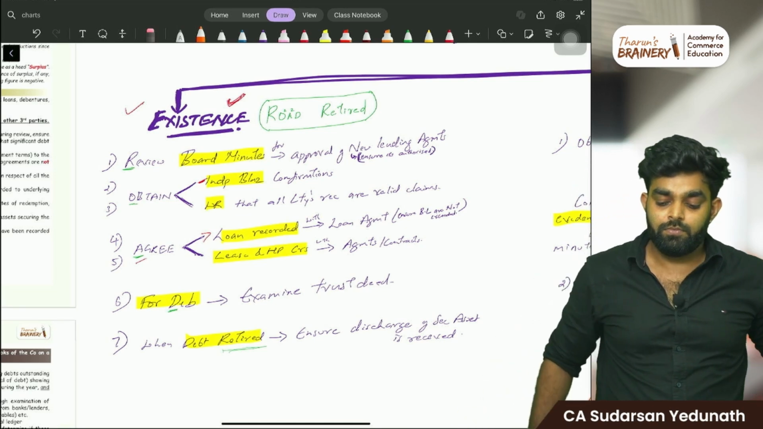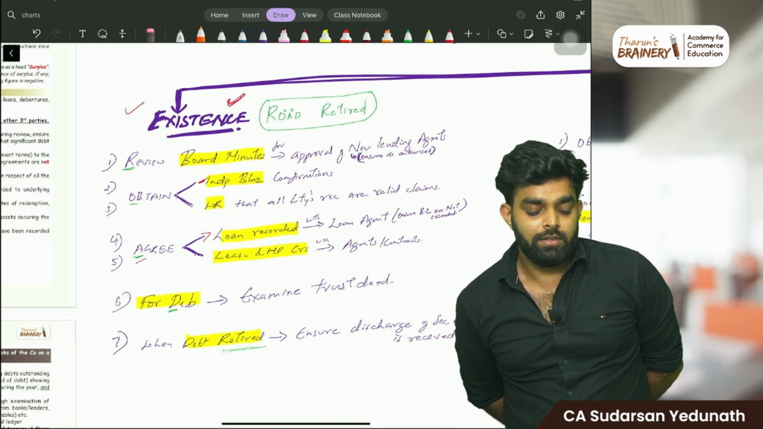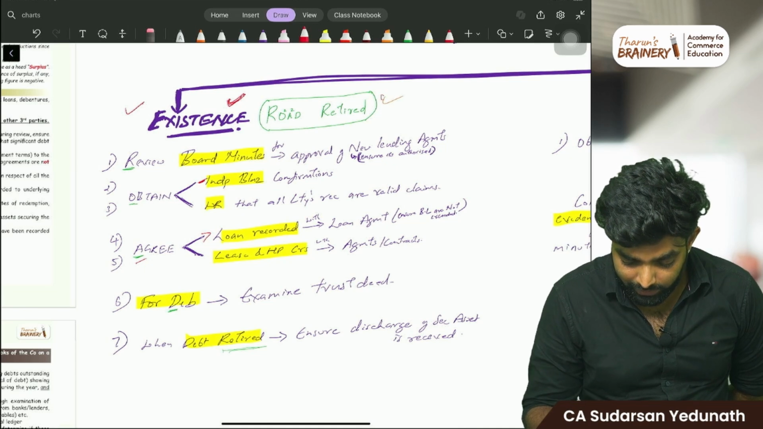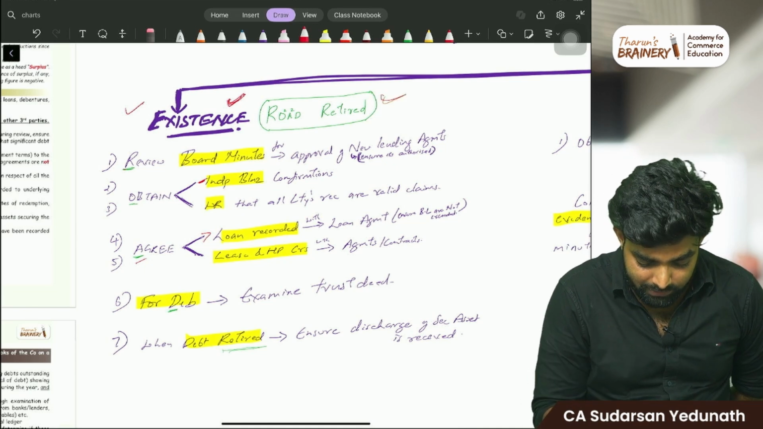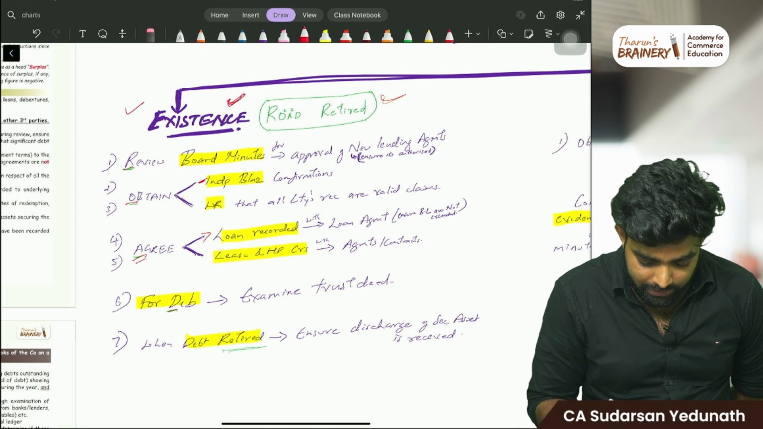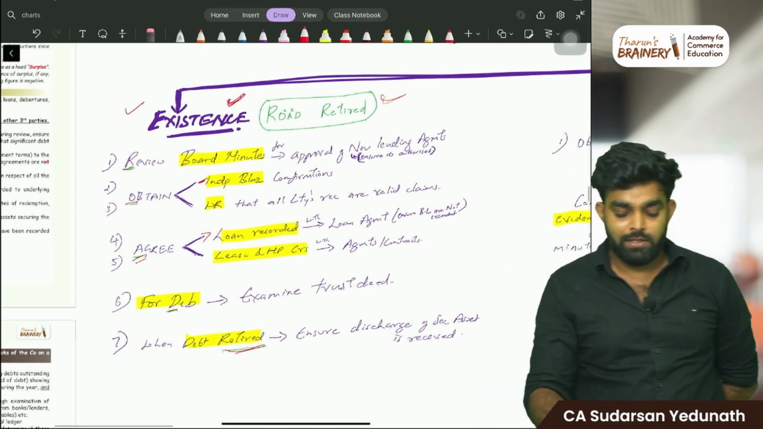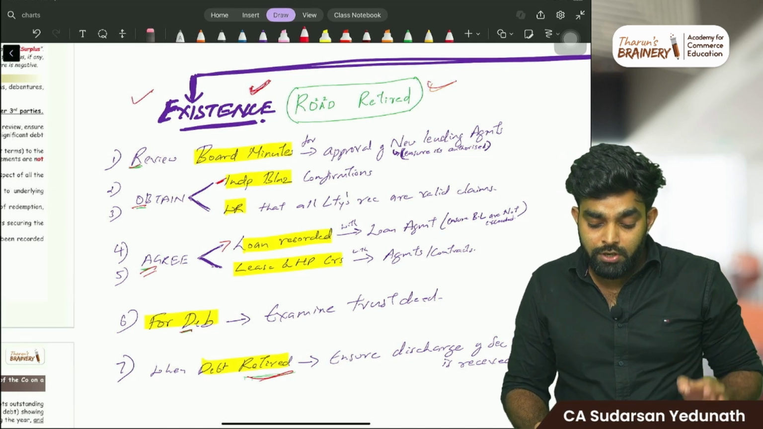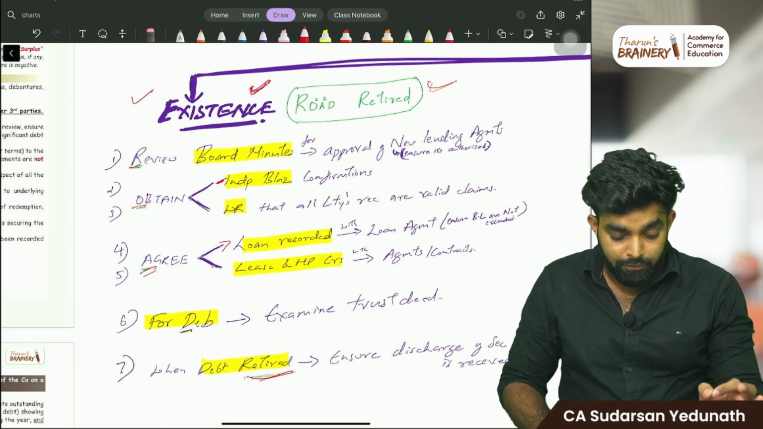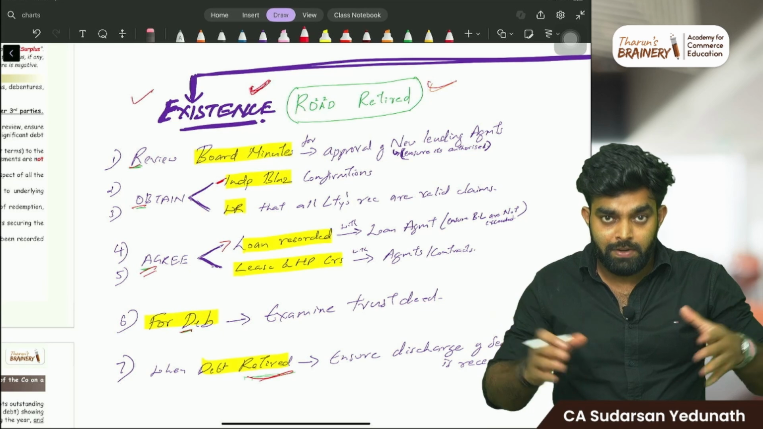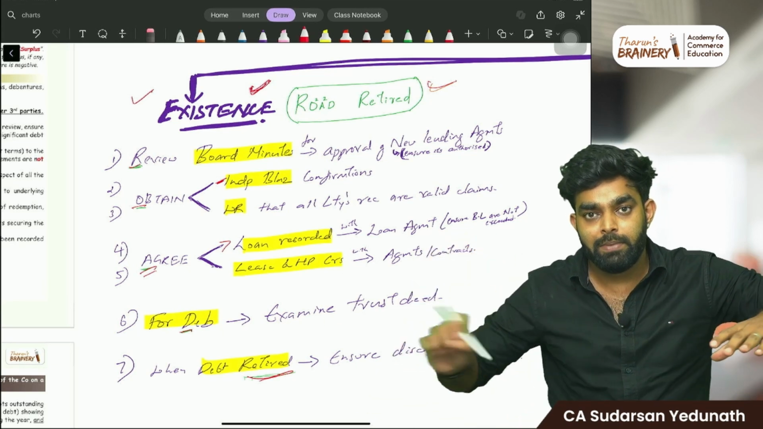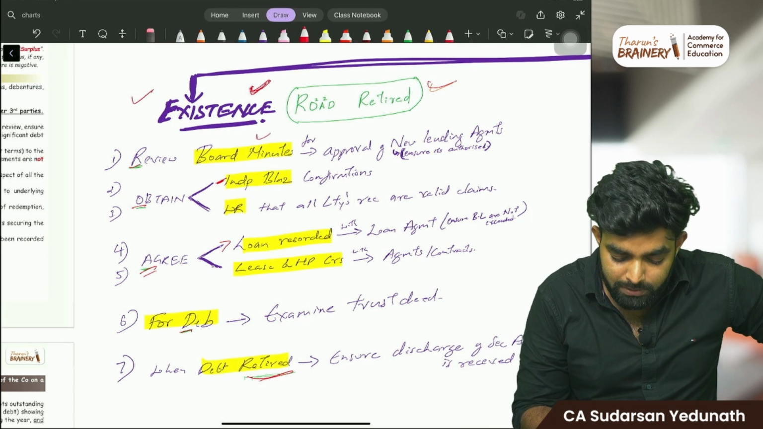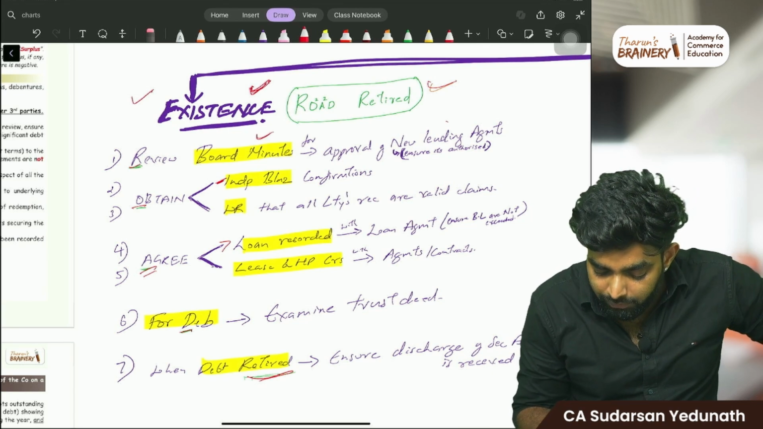Existence, the simple thing is ROAD retired, that is a mnemonic. ROAD retired. R means review, O means obtain, A means agree, D means debt retired. This will be very easy for you. Road means review the board minutes for approval of new lending agreements. When 10 people are sitting in a meeting, one will be writing down the things that are happening in the meeting. That is what we call minutes. So review the board's minutes for approval of new lending agreements.